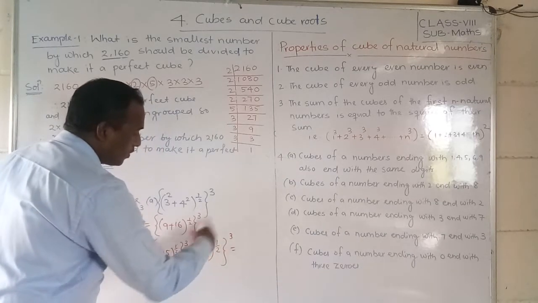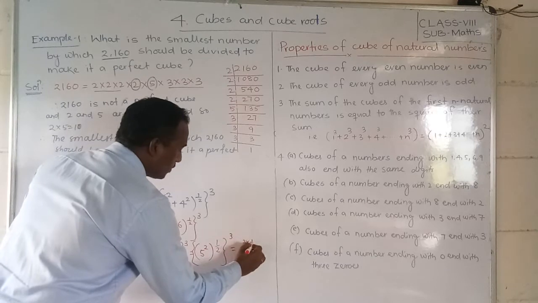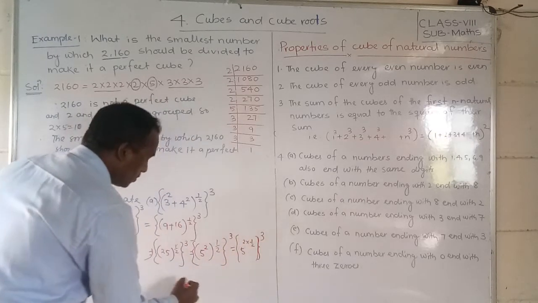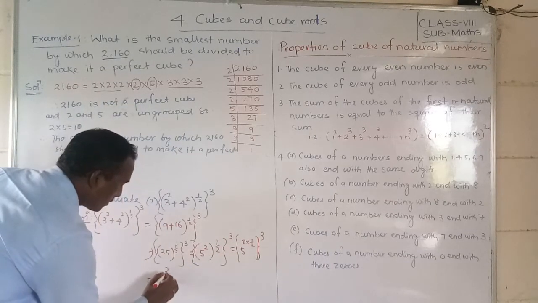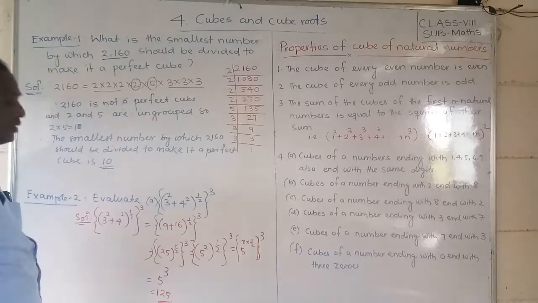Now this power will be multiplied with this power. So 5 power 2 into 1 by 2, power 3. Okay, so this is equal to, friends, this power 2 and power 1 by 2 cancel, only power 3 will stay. So this is equal to 125. So this is our answer.